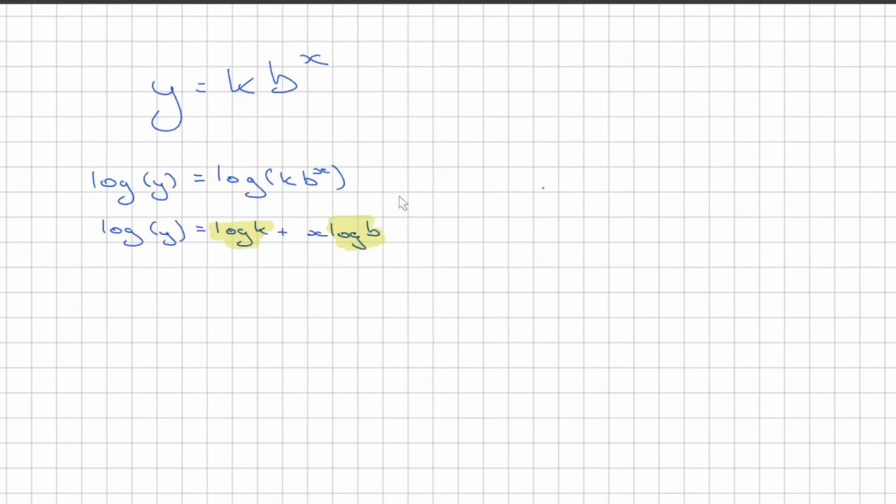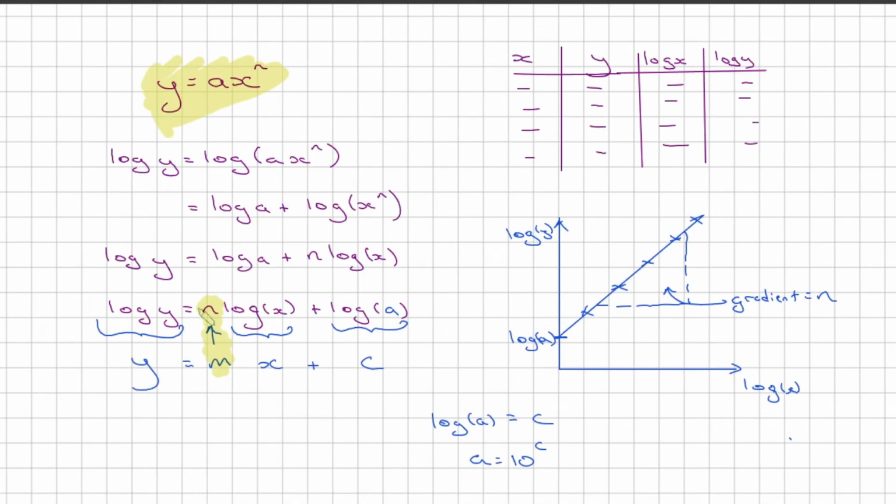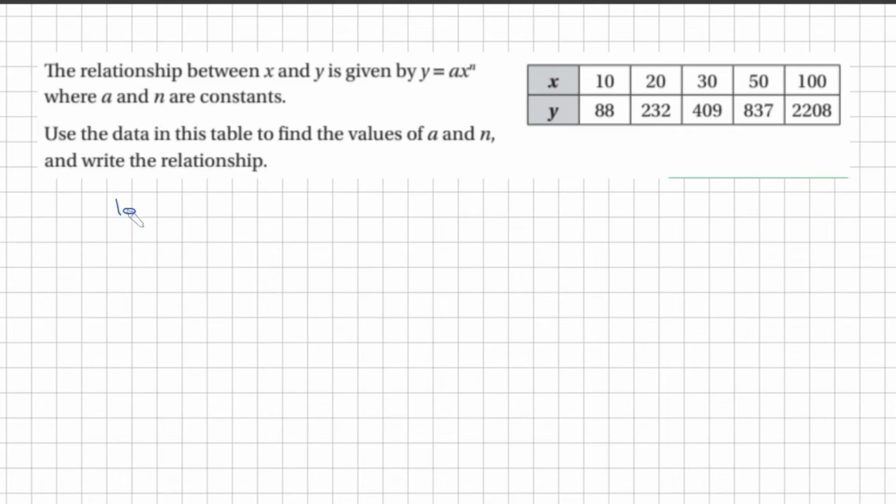Okay, so just using the work that I did before, I know that I can rearrange this into log y equals n log x plus log a. So like I mentioned before, we are going to need to find log of all the y values and log of all the x values. So I'm going to add an extra row to my table for log x and another extra row for log y. And again, this just means log base 10 if I don't write any specific base.